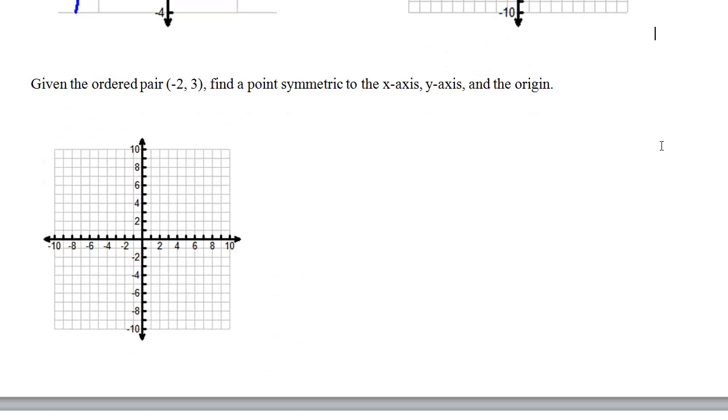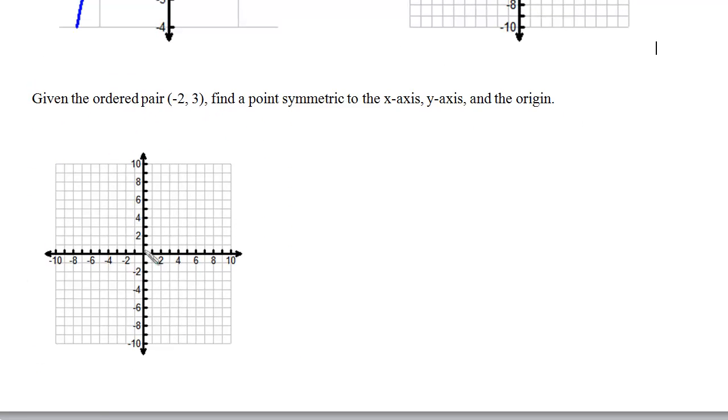And so another example here, given the ordered pair -2, 3, I'll go ahead and plot that real quick. If I were going to find the point symmetric to the x-axis, y-axis, and the origin, pretty easy. This is -2, 3. I'm just going to go ahead and reflect this over the y-axis. So that would fall right here. So that is 2, 3. The only thing that changed there was the value of the x-coordinate.